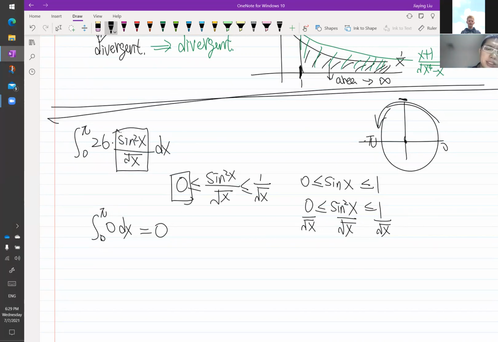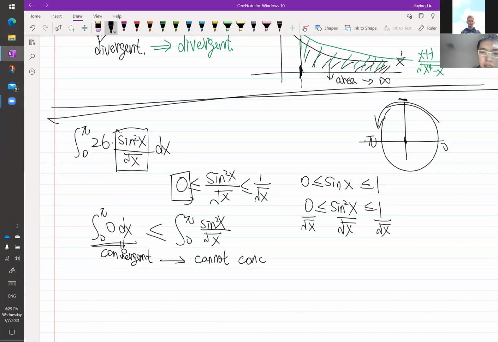The integral from 0 to pi of sine squared x over square root of x is greater than or equal to 0, and that lower integral is convergent because we know that's just going to be 0. So that's inconclusive, so we cannot conclude. Right. What about the other side? We know that the integral from 0 to pi of sine squared x over square root of x dx, dropping the 26, is less than or equal to the integral from 0 to pi of 1 over square root of x dx.